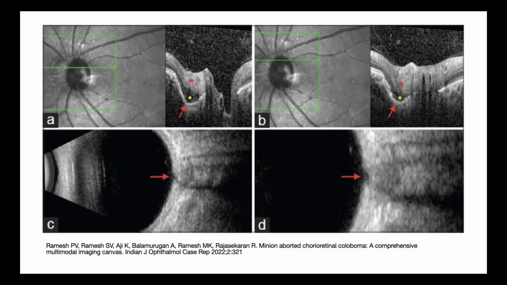And here again, you can see another aborted chorioretinal coloboma. So you can also give prompts to the machine, the AI, but of course we need to know the clinics. You can use asterisks, colored asterisks, arrows, and then you can always put it out what you want the readers to see.